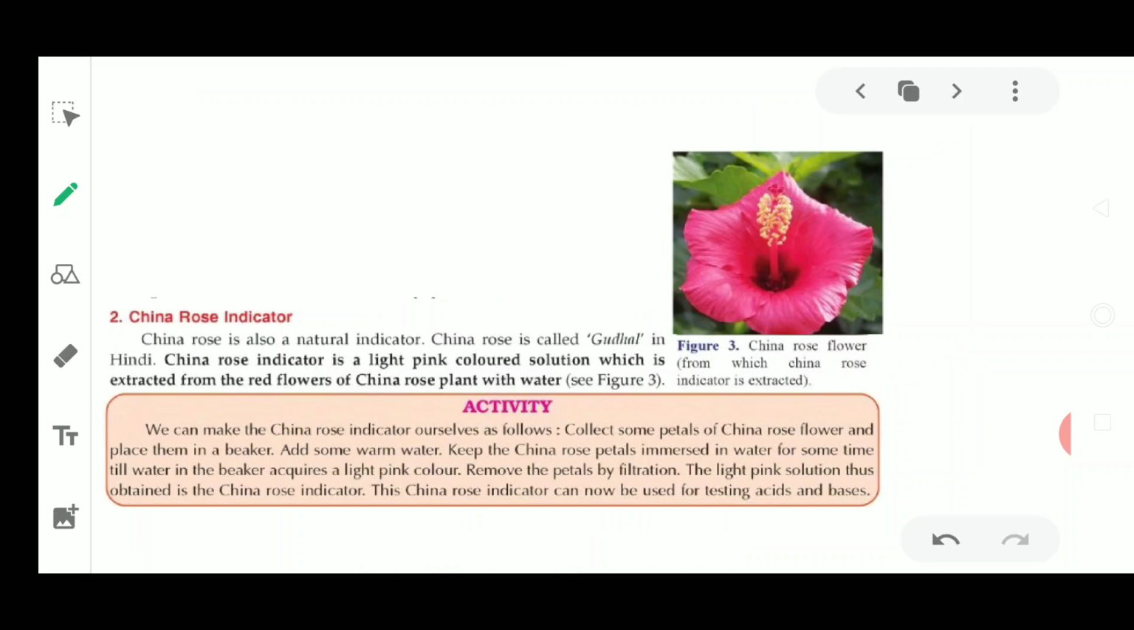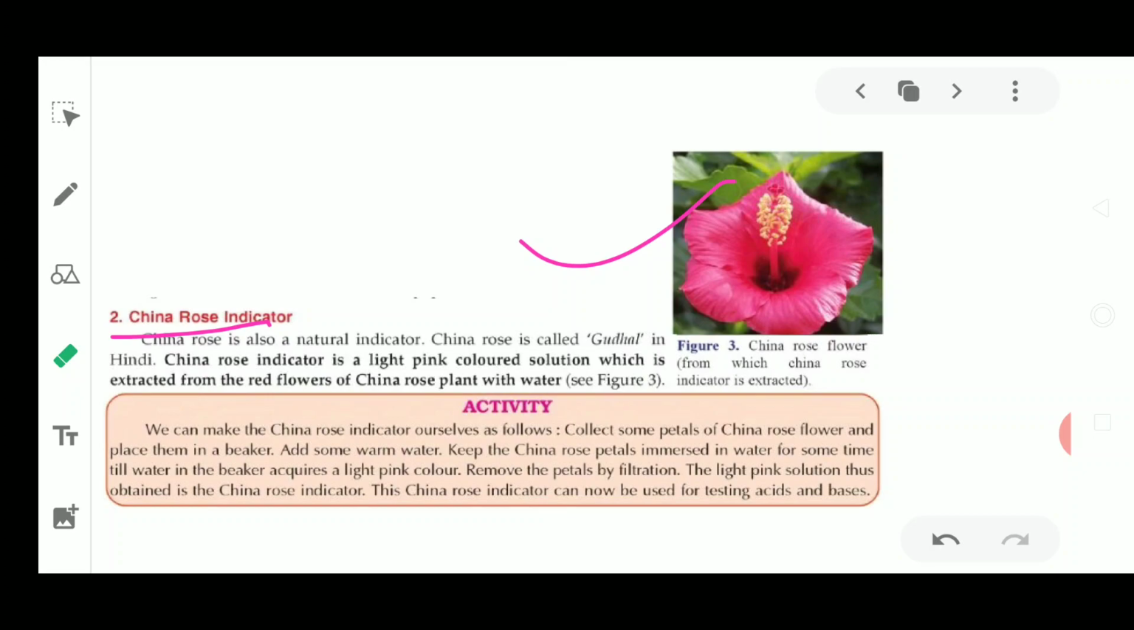Now next is a natural indicator, the China rose indicator, which is obtained from the hibiscus flower, the flower known as China rose. China rose is also an indicator. China rose is also known as gudhal in Hindi. China rose indicator is a light pink colored solution which is extracted from the petals of this China rose plant.